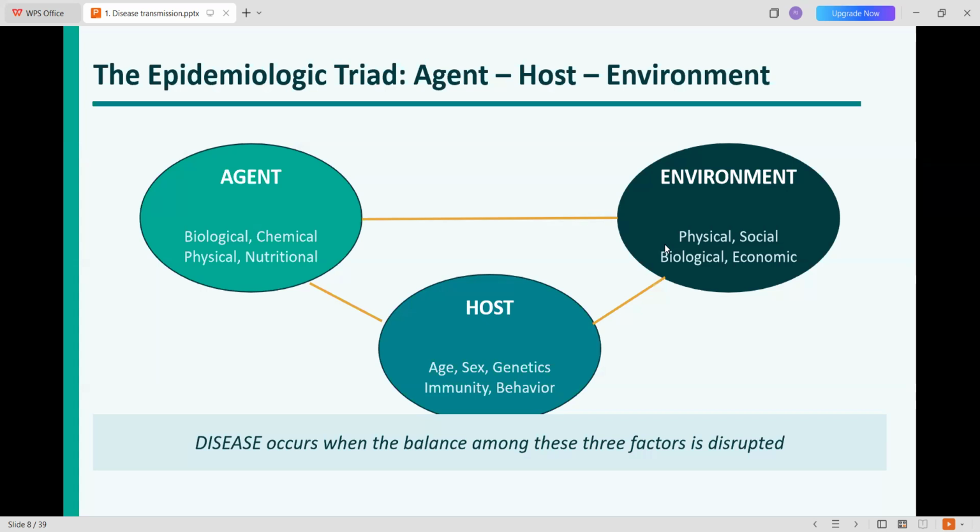Agent includes biological, chemical, physical, and nutritional, whereas environment includes physical, social, biological, and economic. Hosts include age, sex, genetics, immunity, and behavior. Disease occurs when the balance among these three factors is disrupted.